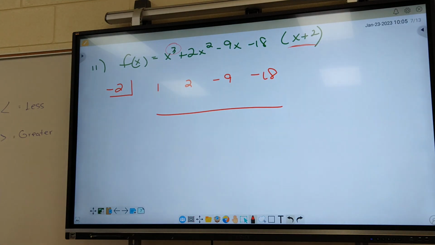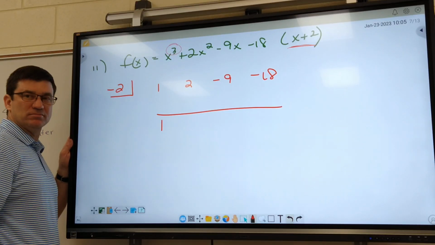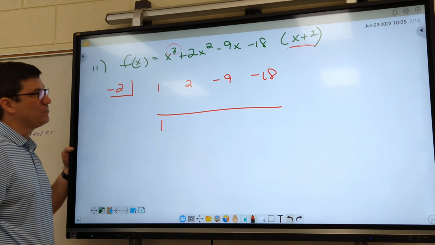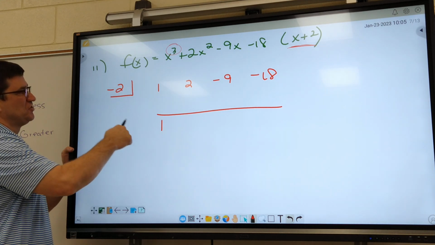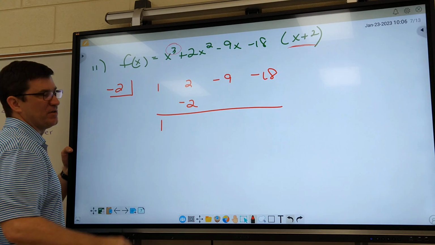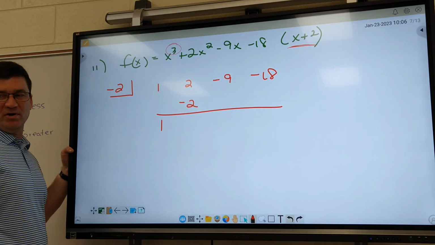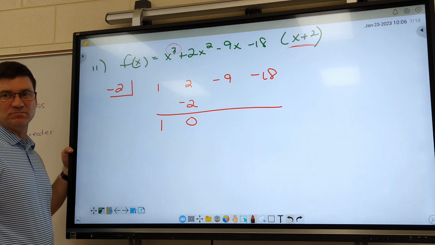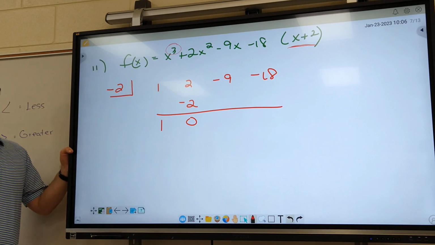All right, so a reminder on how we start synthetic division. Ready? Whatever the first number is, you just bring it down. Every time. If it's a 3 in the front, you bring down a 3. All right, negative 2 times 1 is negative 2 in that spot. Add them up, what do you get? 0. Do it all over again.